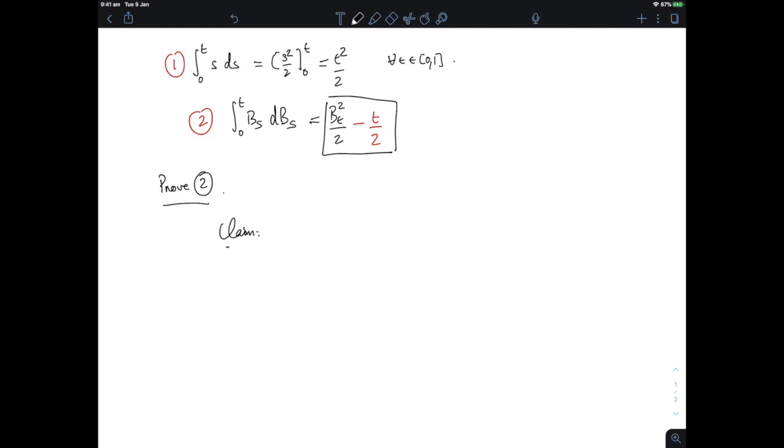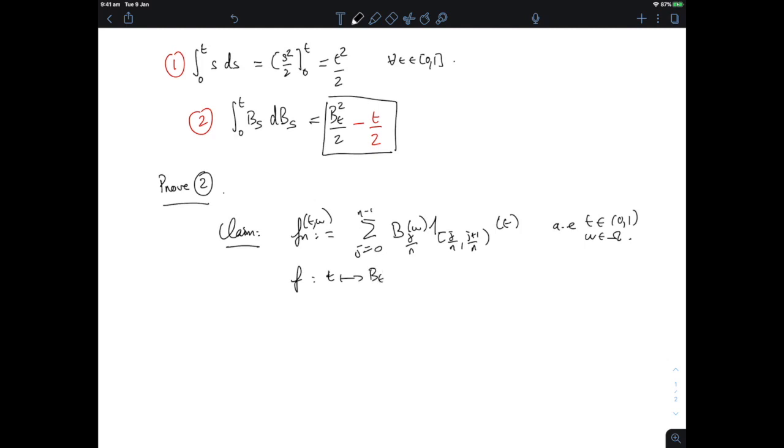So I'm going to exhibit a simple H2 naught process that approximates the process B_t, and that's going to be defined as f_n being the sum j equals 0 to n minus 1 of B_{j/n} times the indicator function of the interval that goes from j over n to (j plus 1) over n. And then, that's a function of t and omega defined in this way, for almost every t in [0,1] and omega in capital Omega. So my claim is that f_n is an approximation of the process B_t. So if I define f to be the map that sends t to B_t, then my claim is that the L2 norm of f_n minus f goes to 0.